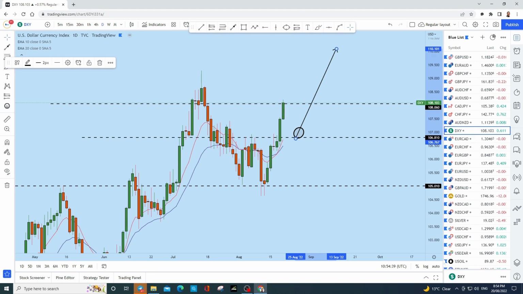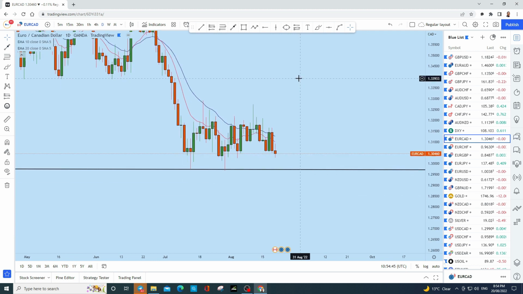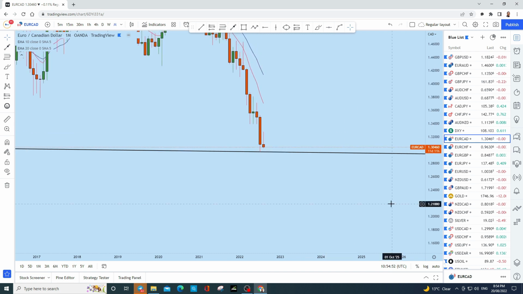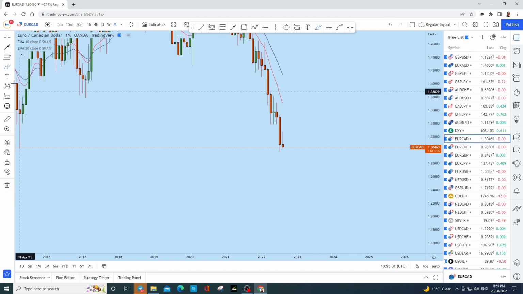Okay, so let's look now at EURCAD, what it is doing. First of all, as usual, we'll be looking at the bigger picture on the monthly time frame, like all other instruments. Starting with the monthly EURCAD, we see that without any question it's in a strong downtrend. You see the price was creating a series of lower highs and lower lows, and then dropping towards the downside on EURCAD.